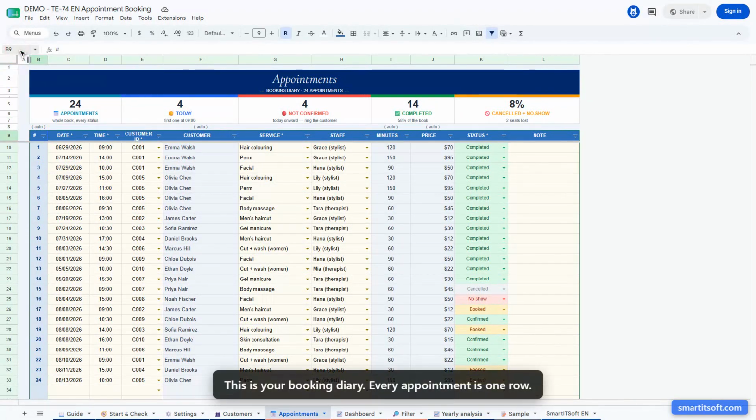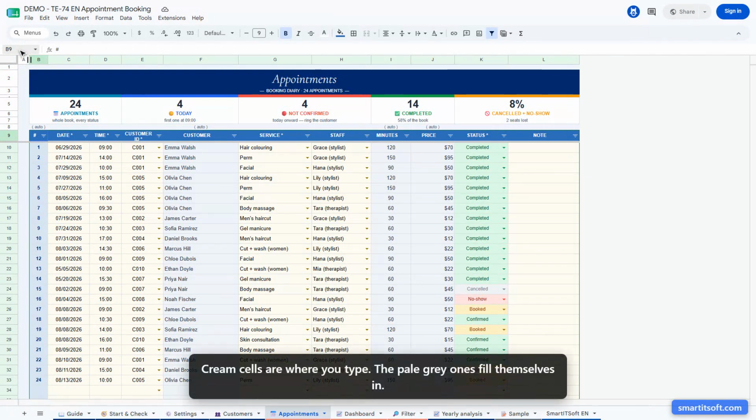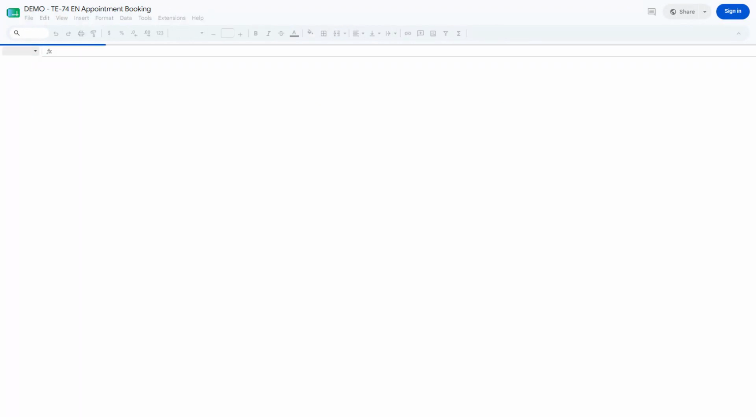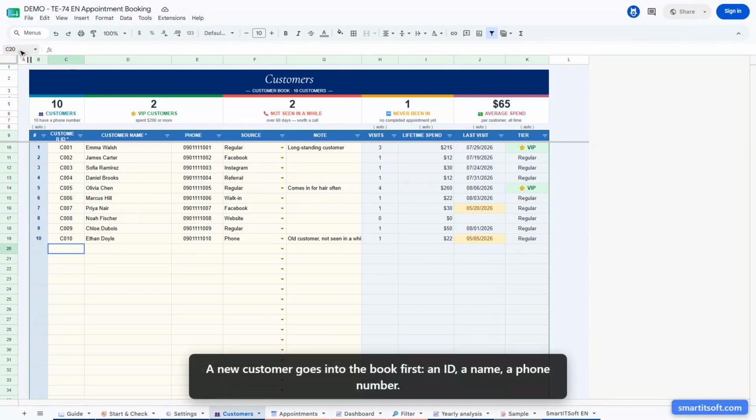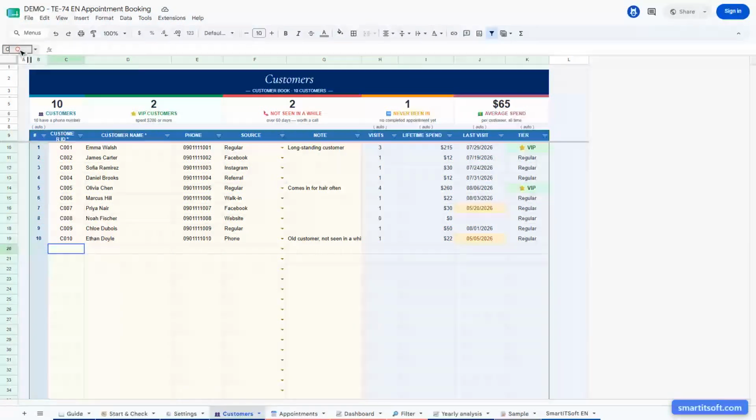This is your booking diary. Every appointment is one row. Cream cells are where you type. The pale gray ones fill themselves in. A new customer goes into the book first, an ID, a name, a phone number.